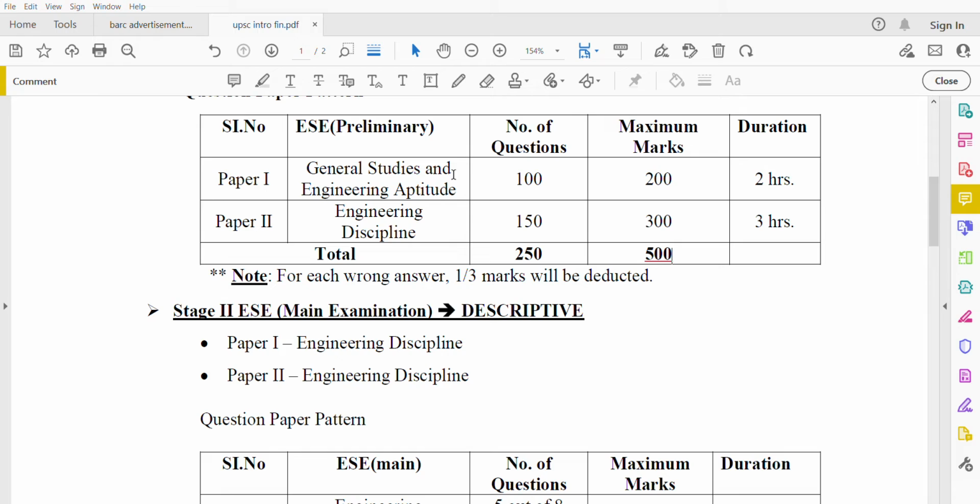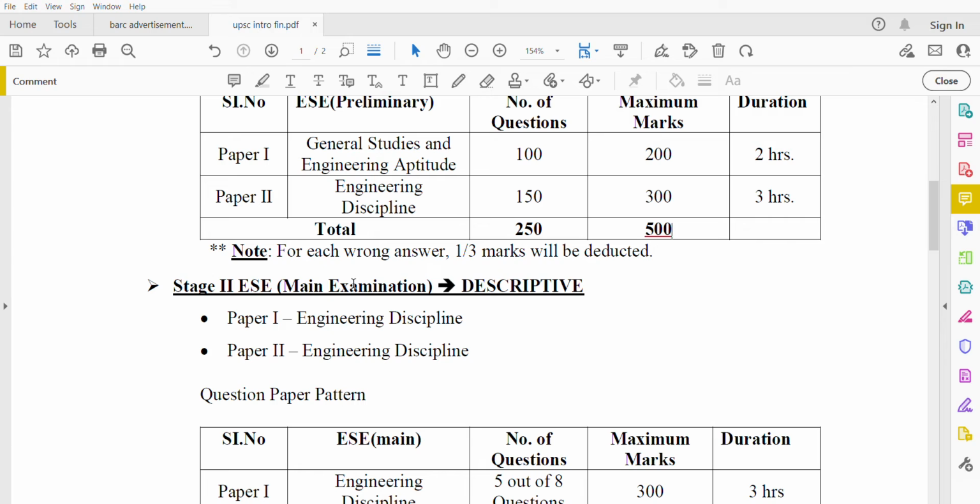And those who have been selected in the preliminary examination have to attend the main examination. The result will be published on the website and they have to undergo the main examination. The main examination is of purely descriptive type. It consists of two papers, paper 1 and paper 2. They are purely technical, engineering discipline. For electrical, electronics, civil, and mechanical, separate syllabus will be there. Paper 1 syllabus topics and paper 2 syllabus topics are different.